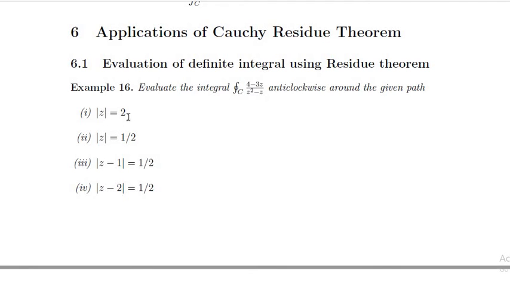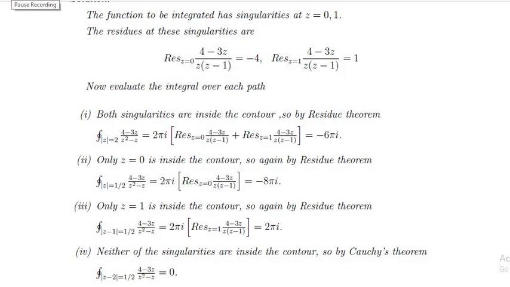First path is mod z equal to 1, second mod z equal to 1 by 2, third mod z minus 1 equal to 1 by 2, fourth is mod z minus 2 equal to 1 by 2. We can evaluate this integral around each path. Now the function to be integrated has singularities at z equal to 0 and 1. Both are simple poles. The residue at z equal to 0 is equal to minus 4 and residue at z equal to 1 is equal to 1.